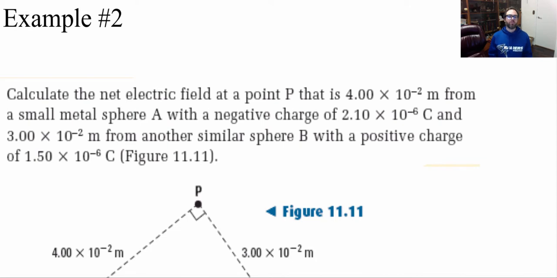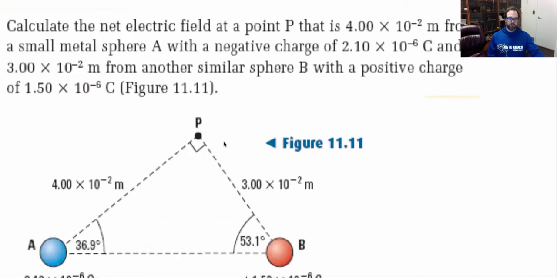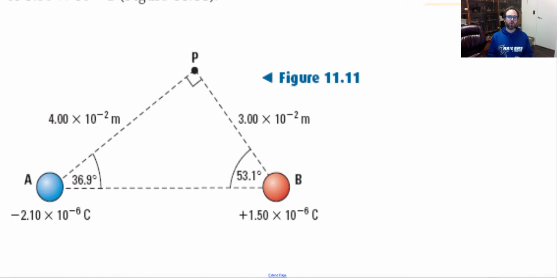and 3.0 times 10 to the negative 2 meters from another similar sphere with a positive charge of 1.5 times 10 to the negative 6 coulombs. So let's take a look at my picture here. If you're stuck, remember to always draw a diagram because it can always help. So let's first look at sphere A.